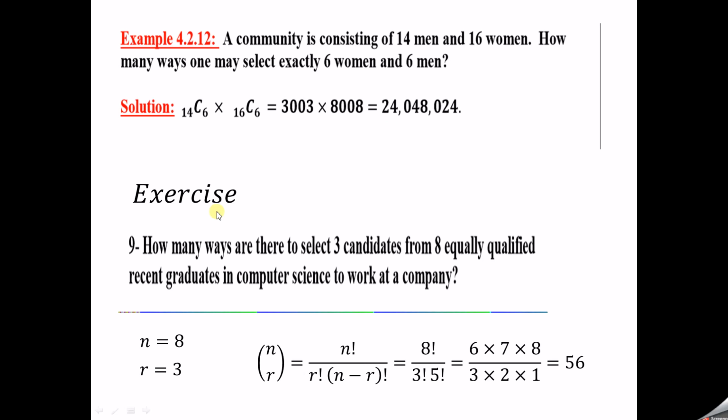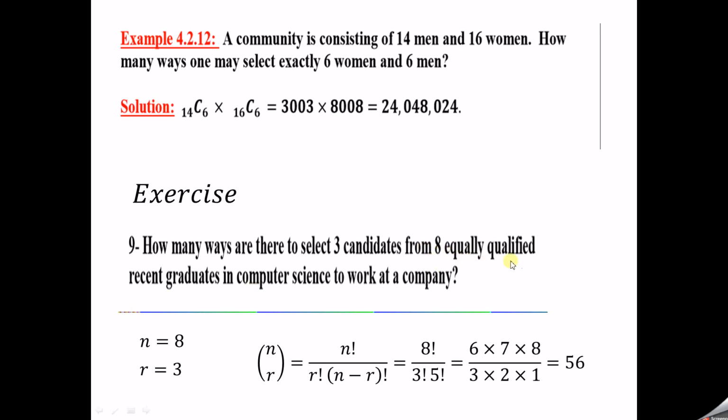Now we have one problem in the exercise of your material notes. The 9th problem in the exercise is this: how many ways are there to select 3 candidates from 8 equally qualified recent graduates in computer science to work at a company? So there are 8 equally qualified recent graduates. So n is equal to 8.